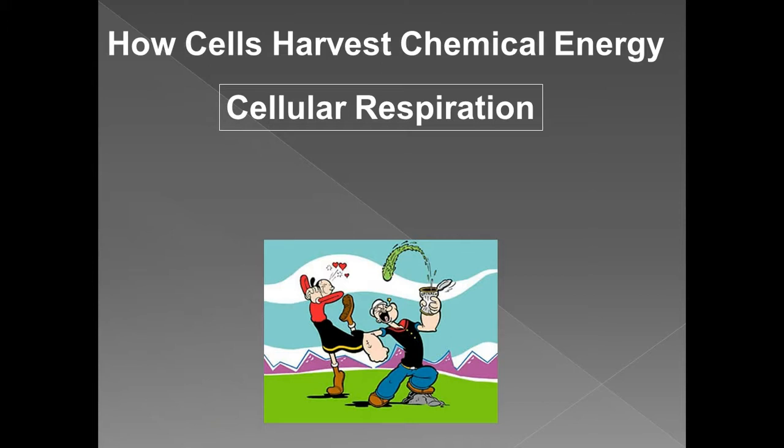How cells harvest chemical energy. The name for this process is cellular respiration. In this, we're going to learn how organisms take the glucose molecules formed by plants, formed by photosynthesis, and turn them into major energy storage molecules called ATP.